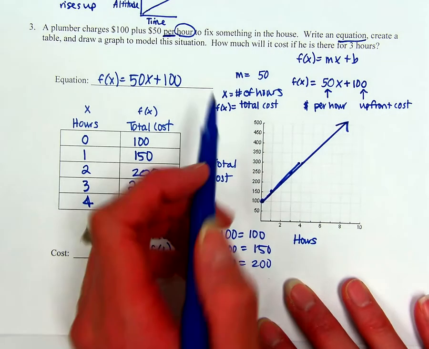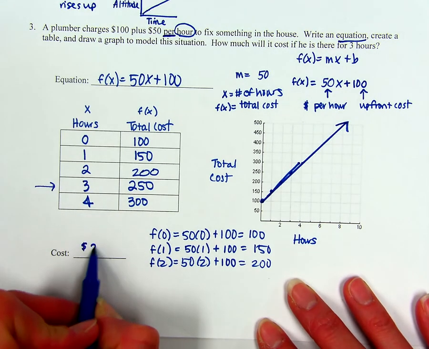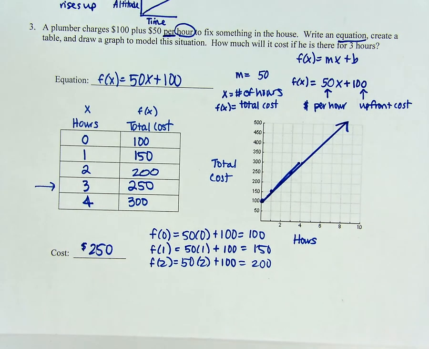All right, so the last question, how much will it cost if he is there for 3 hours? Well, if he's there for 3 hours, it'll cost $250. All right, flip over to the next page.